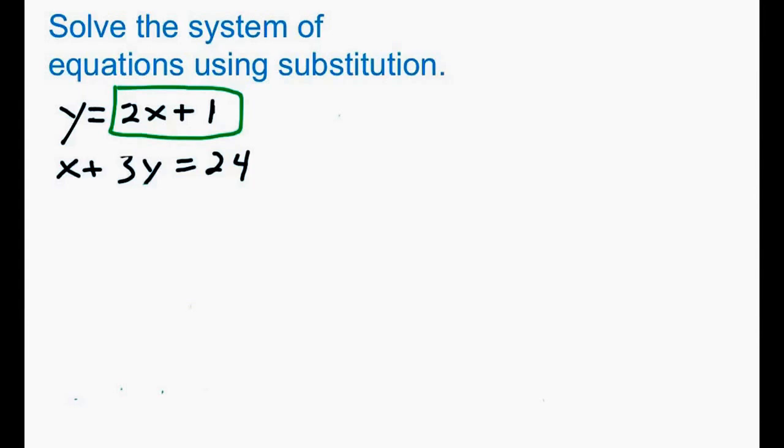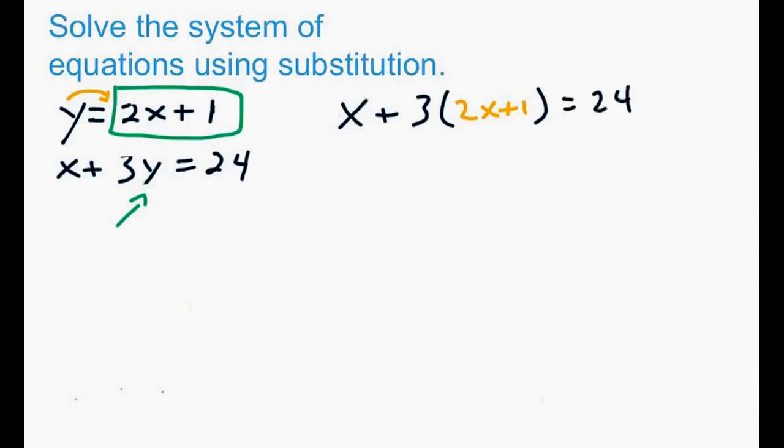So I can come down here to this second equation, and where y is, I could simply substitute in 2x plus 1. That's the substitution part. So I'm going to rewrite this second equation, x plus 3, but instead of putting y there, I'm going to put 2x plus 1, because y equals 2x plus 1. They're the same thing. And then that is equal to 24. Right now I'm going to distribute.